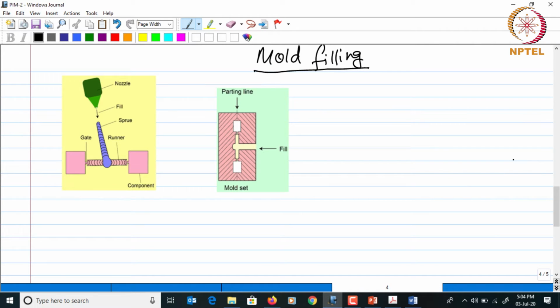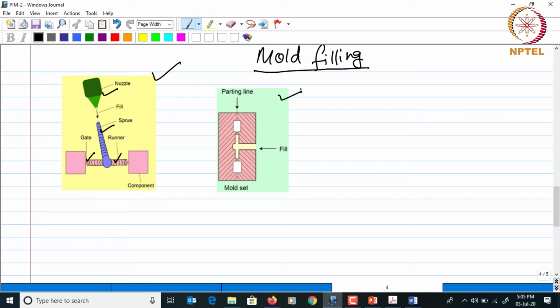This picture over here shows the flow path in the mold which is used in the injection molding tooling. Here it shows the location of the nozzle, the sprue through which the powder binder mixture flows into the die, and before it enters the die cavity there is a runner over here, and gate is the entry point to the mold cavity.